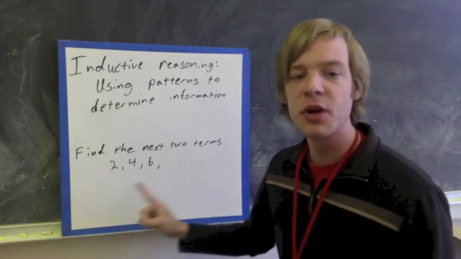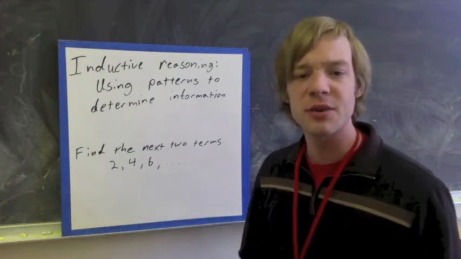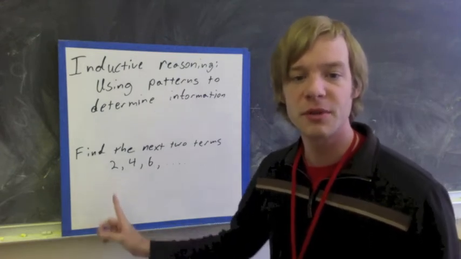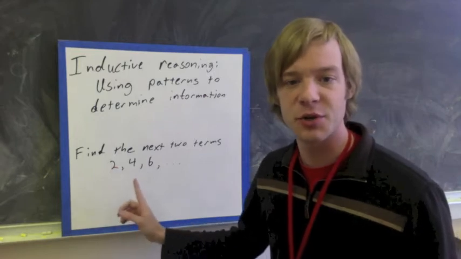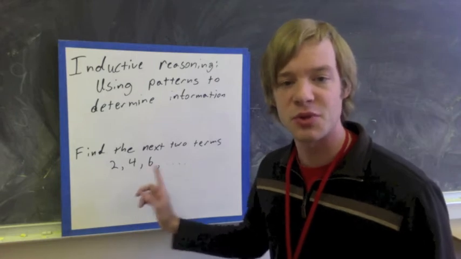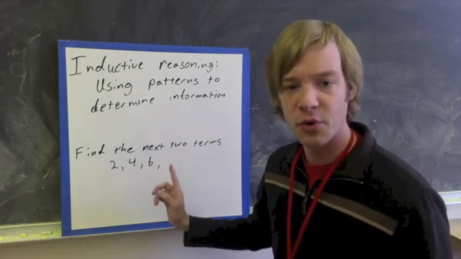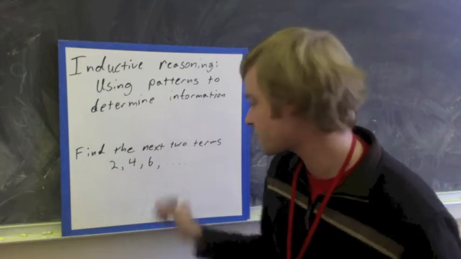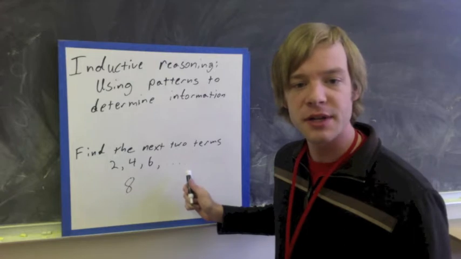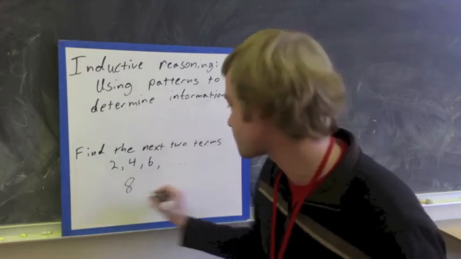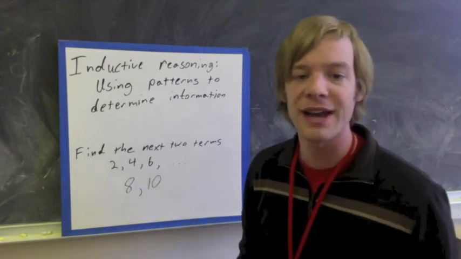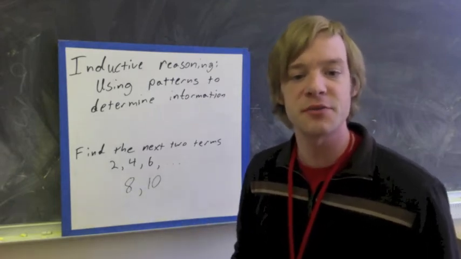So if we start with 2, go to 4, go to 6, you can see that we're increasing by 2 each time, or our first term, 1 times 2, our second term, 2 times 2, and our third term, 3 times 2. So we should imagine our next term is going to be 4 times 2, which is 8, and our fifth term is going to be 5 times 2, which is 10. So we know the next two numbers in the pattern are 8 and 10 because of inductive reasoning.